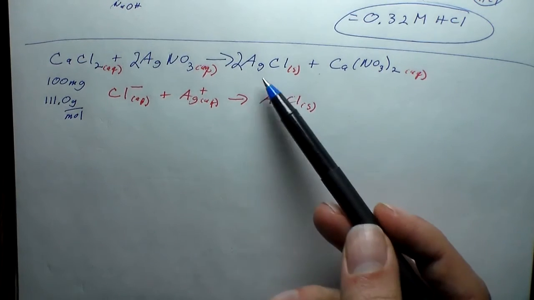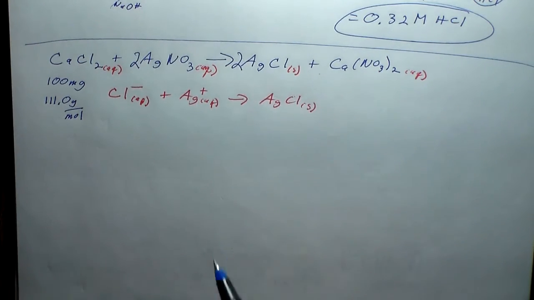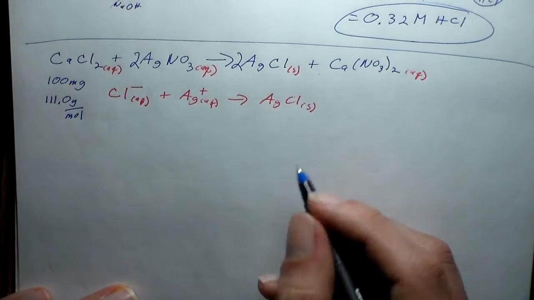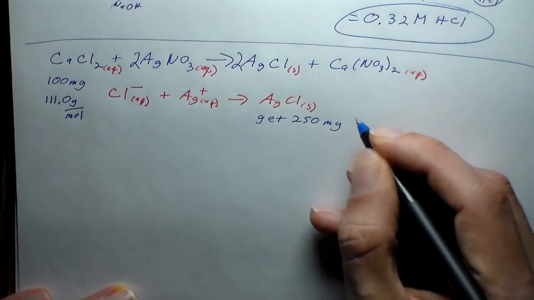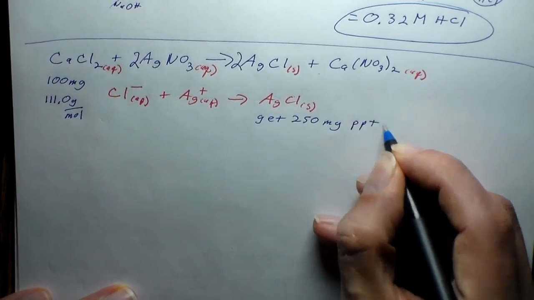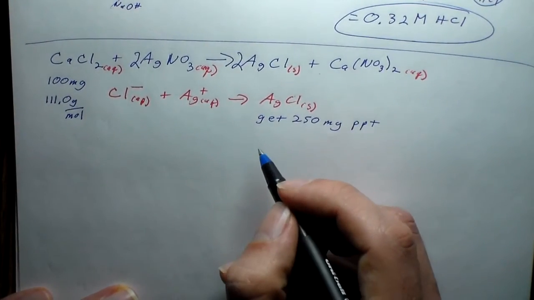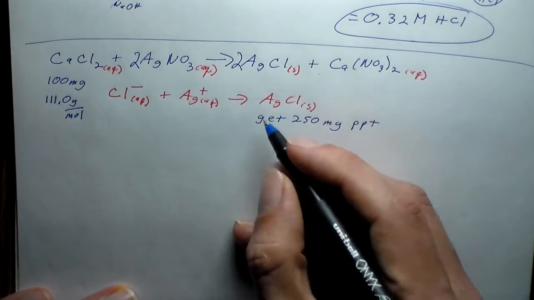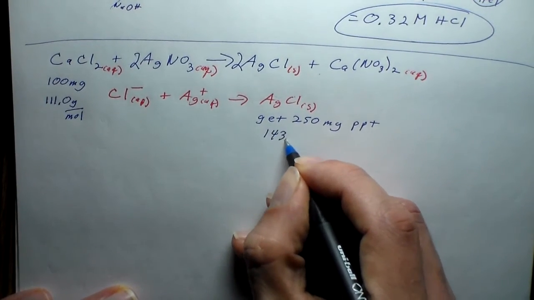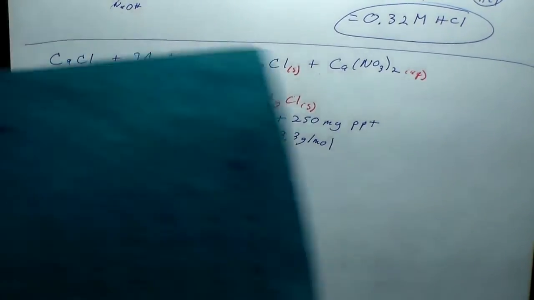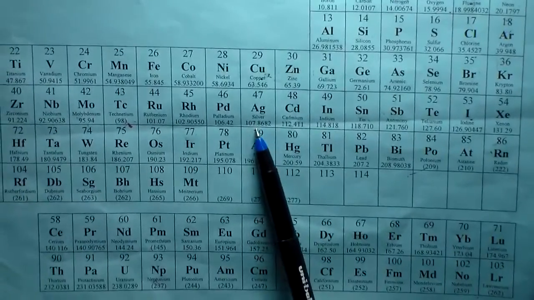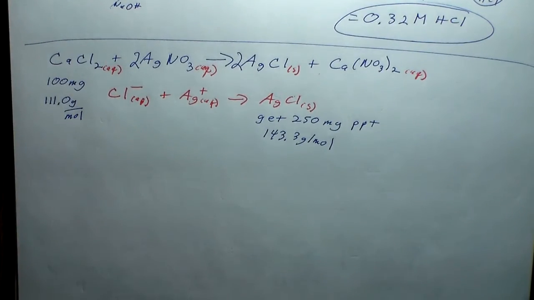And then for my silver chloride over here, we're going to get 250 milligrams precipitate. So in other words, this is what we get at the end of the experiment. And our molecular weight of the silver chloride is 143.3 grams per mole. Okay. So again, here's the silver, 107.9, and the chlorine is 35.5. So when you add that up, it's 143.3. If you just went to 143, I'd be happy with that.